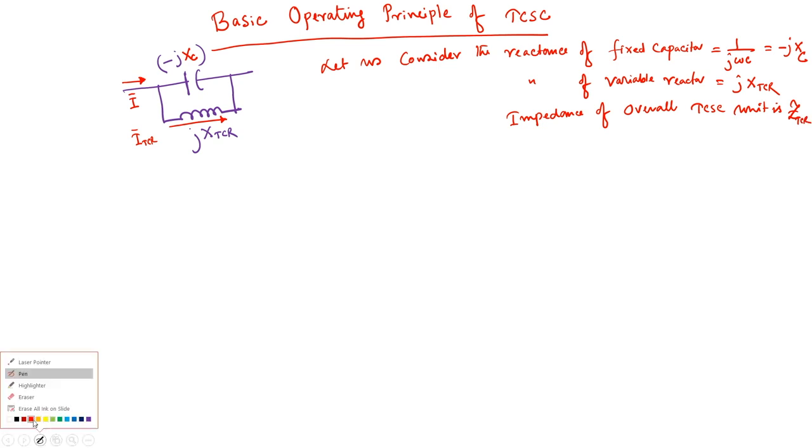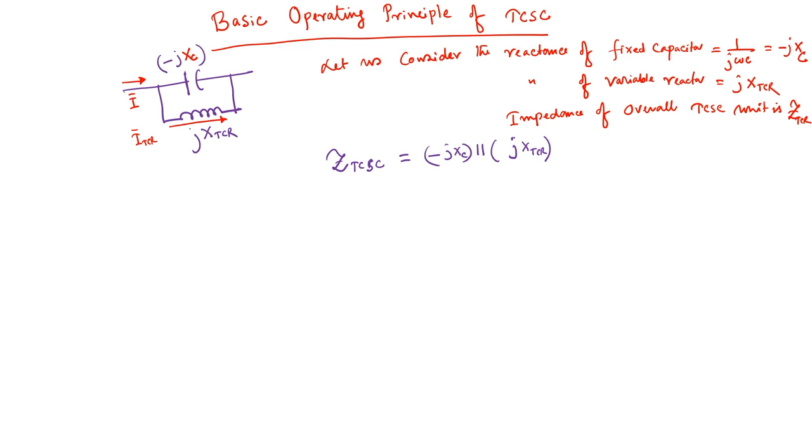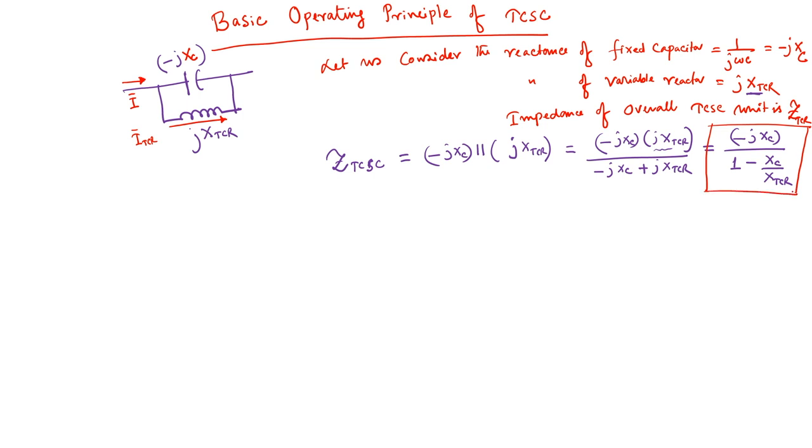Then we can write that Z TCSC is equal to this minus j X C in parallel with this j X TCR, which is equal to minus j X C multiplied by j X TCR, divided by minus j X C plus j X TCR. Which can be written as, if we divide the numerator and denominator by j X TCR, the numerator will have j X C and the denominator will have 1 minus X C divided by X TCR. So, this is the net impedance of the TCSC.